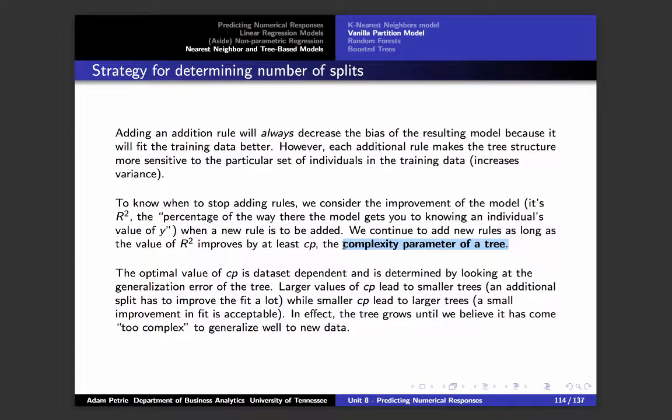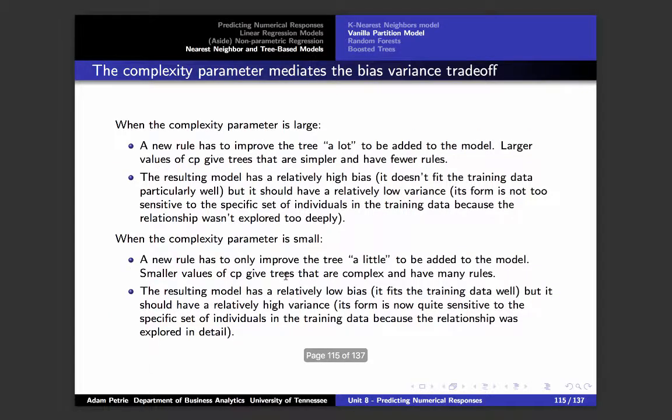The variance being a measure of how sensitive the model is to the particular set of individuals in the training data. It's sensitive to the complexity of the resulting model. So the complexity parameter basically tells us, how much does the sum of squared errors have to decrease in order to justify the addition of a rule? And so the optimal value of CP is dataset dependent. We tune on it. We estimate the generalization errors as we vary the value of CP, and we choose the one that we think does the best.